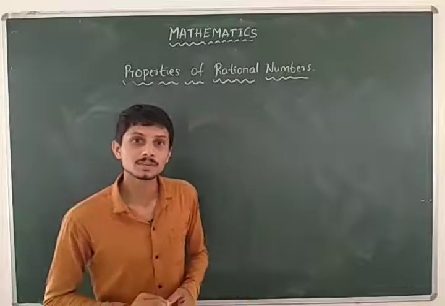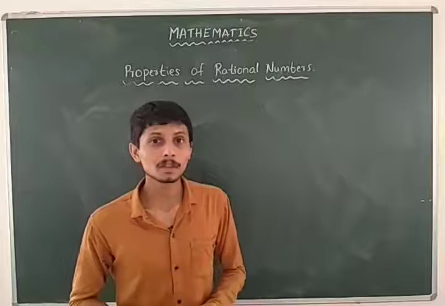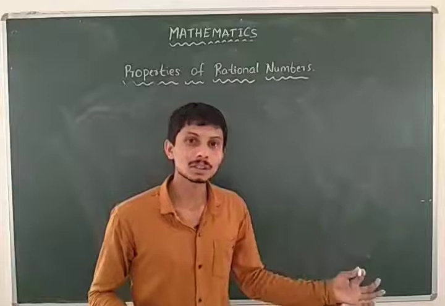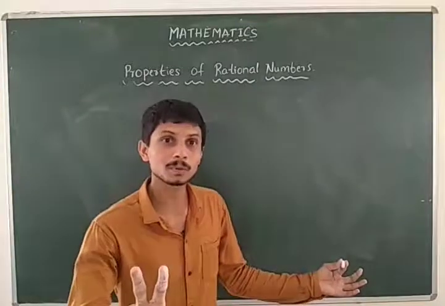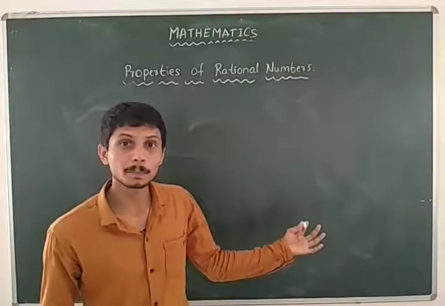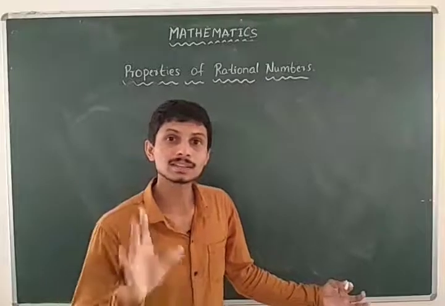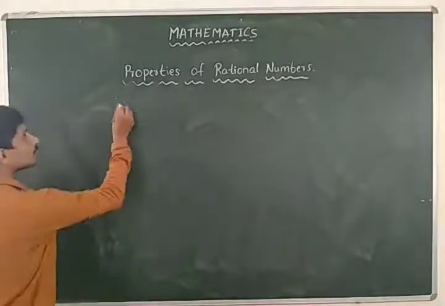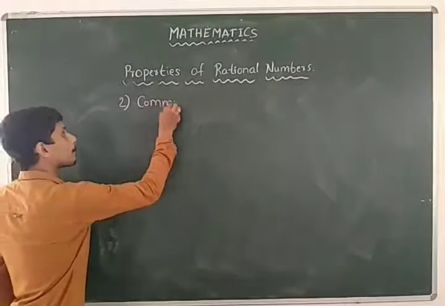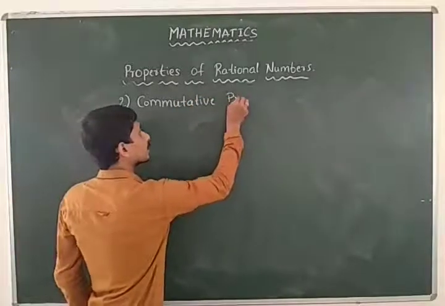Today, dear students, in this class we shall discuss another property called the commutative property. Like in the closure property, where we take two numbers from the same number set, the commutative property also needs two numbers from a single number set. So we have to discuss the commutative property.